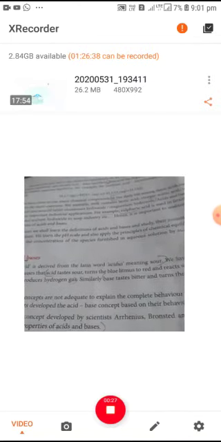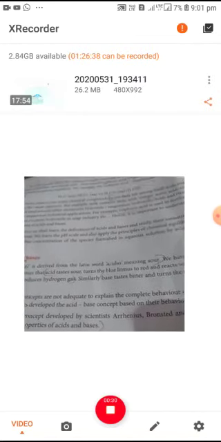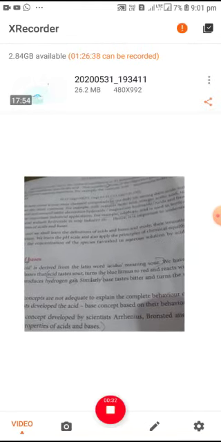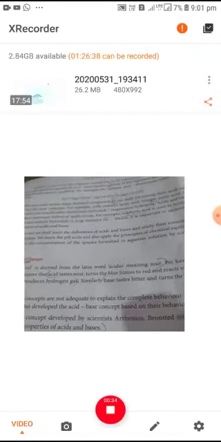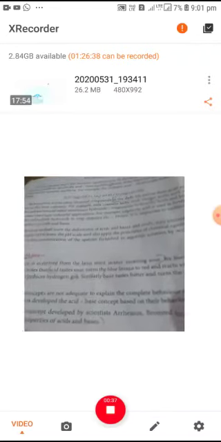Equilibrium means reactant reacts to form product, and again product dissociates to form reactant. That means both forward and backward reactions occur.